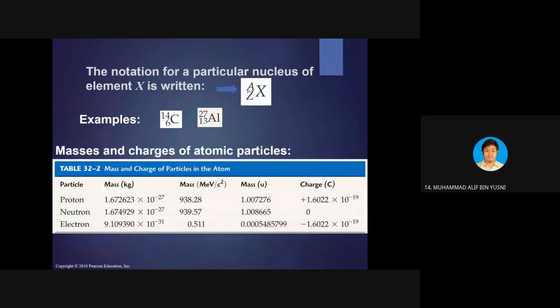So here you have a table of mass and charge of particles in the atom. There are three particles here: proton, neutron and electron, and you have a mass for each. We can see that the electron is very light, 10 to the negative 31, compared to the proton at 10 to the negative 27. So the electron is lighter by 1836 times compared to the proton. Next we have MeV over c squared, where c is the speed of light. Another type of mass is u, the atomic mass unit, which we'll discuss in the next slide. You can see that the electron is only 0.00548579 compared to the proton. For charge, the proton is positive, the electron is negative, and the neutron is uncharged.